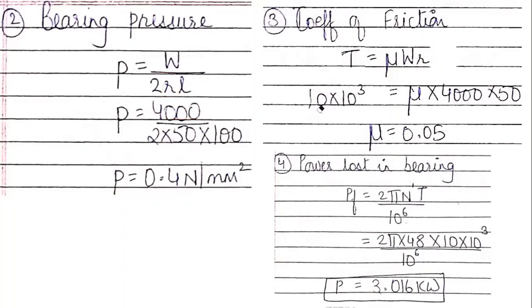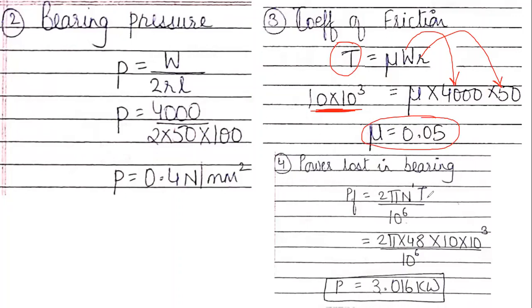The third, they have asked us to find out the coefficient of friction. Torque they have given us is 10 Newton meter. We have converted it into Newton mm, that is 10 into 10 raised to 3. Load they have given us, which is 4,000 Newton. Radius of journal or shaft, we know it is 50 mm, right? So coefficient of friction we can find out as 0.05.